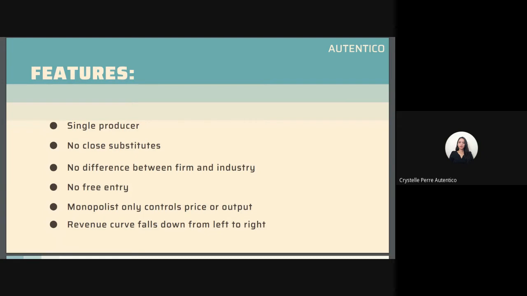Monopolists can also control the amount of output available in the market, but they cannot control both at the same time. And lastly, under monopoly, the revenue curve falls down from left to right, and I will be expanding on this on the next slide.